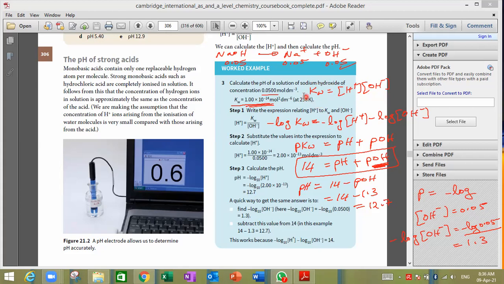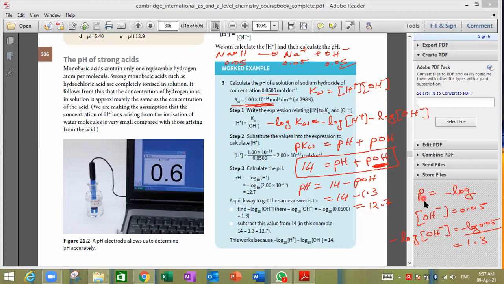So here we have minus log Kw equals minus log the hydrogen ion concentration plus minus log the OH ion concentration. This means plus minus means minus. So minus log Kw equals minus log hydrogen ion concentration minus log the OH ion concentration. Of course, you are not going to do all that. I'm just showing you how we got this rule.